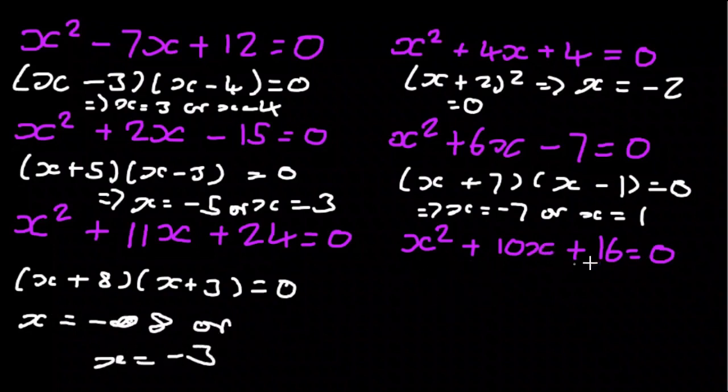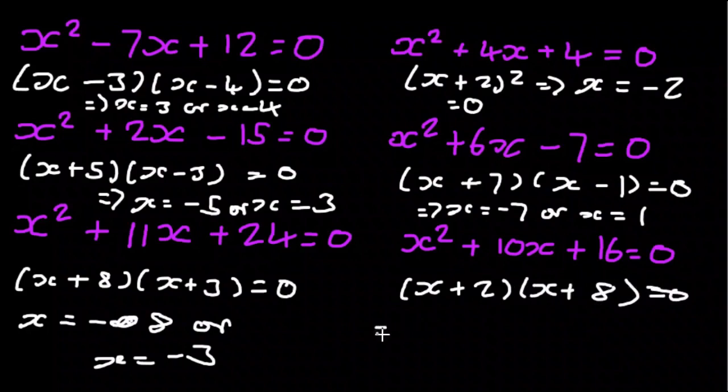And then finally here, factors of 16 add up to 10. Well, 4 and 4 doesn't, 16 and 1 doesn't, so we're getting x plus 2, x plus 8 equals 0, and that implies x is equal to negative 2 or x is equal to negative 8.